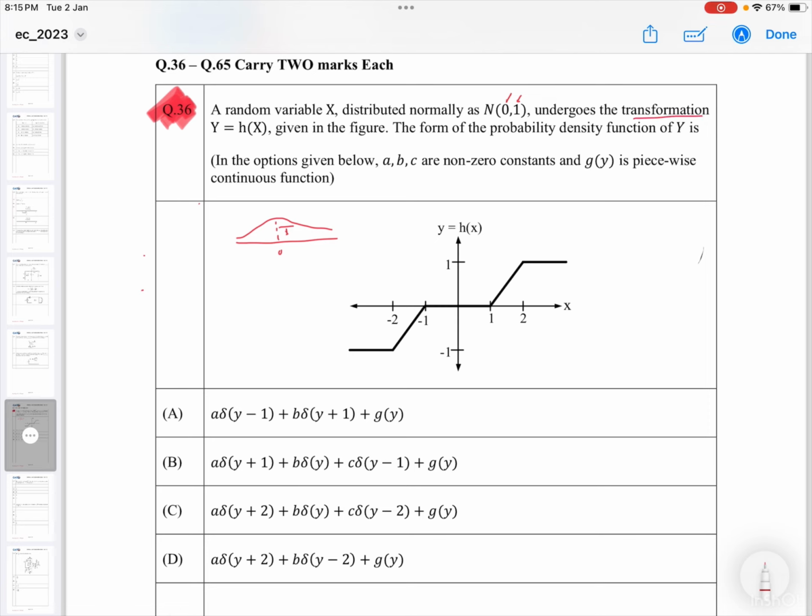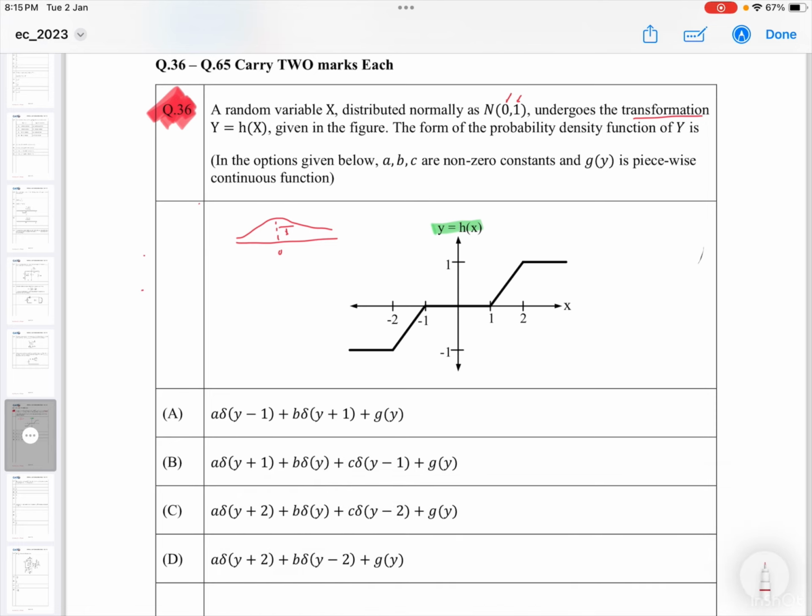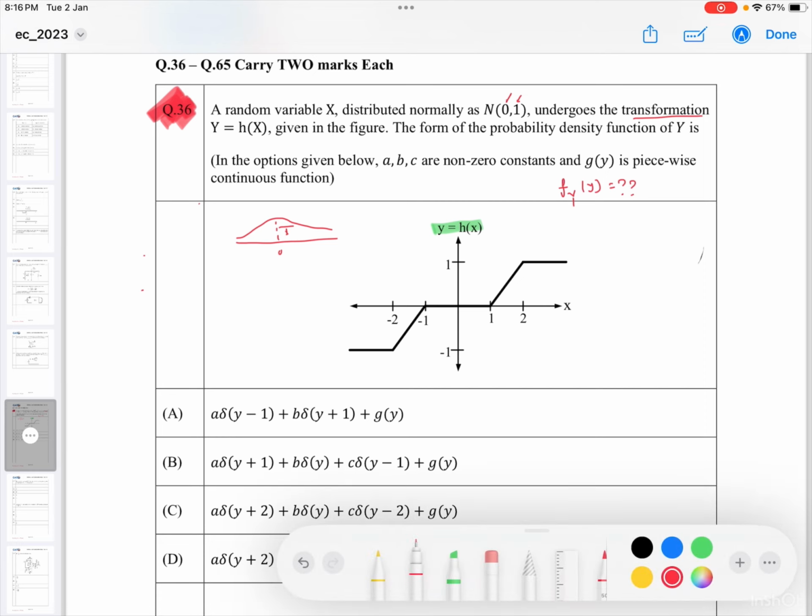It undergoes the transformation y = h(x). So we have been given this transformation y = h(x), right? What we have been asked is: what is the probability density function of the random variable y, right? Okay, so first of all, let's look at this transformation that we have been given.